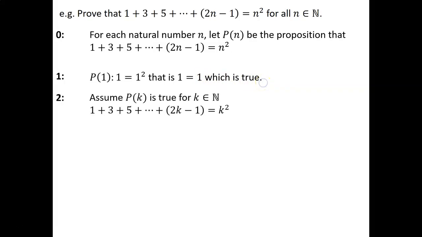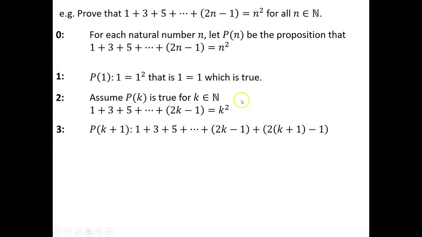Okay, step 2. Assume that P(k) is true. So rewrite your proposition statement with k substituted in for n. Step 3. I'm going to calculate P(k+1) now. So substitute k plus 1 into the left-hand side of the proposition. So that's what I've done here.